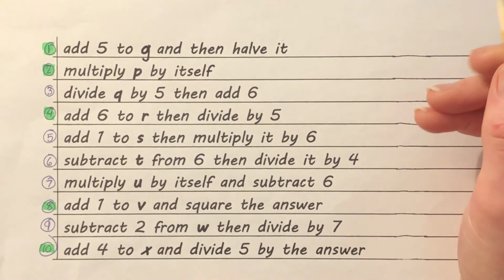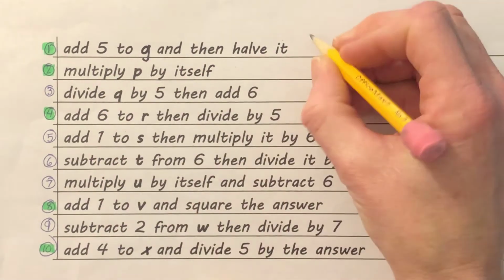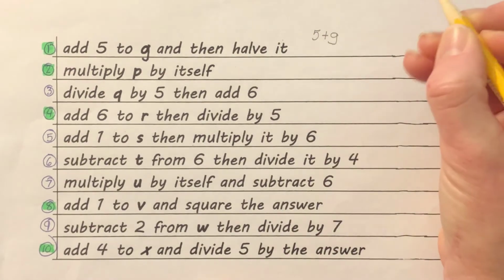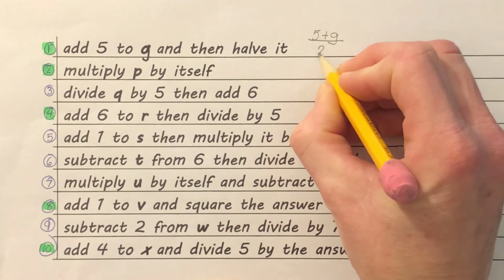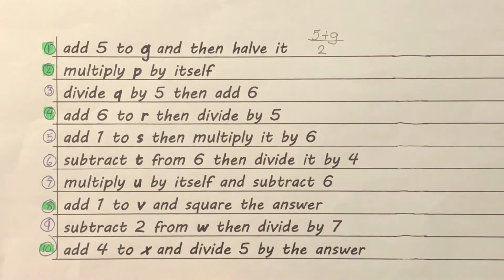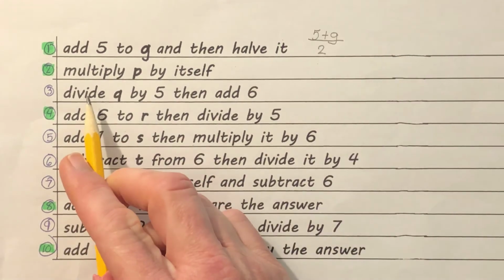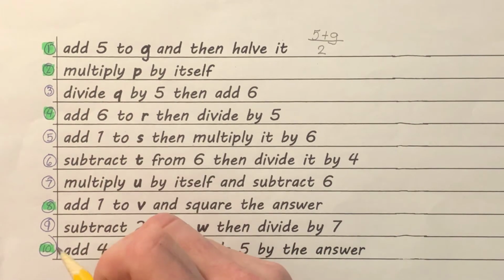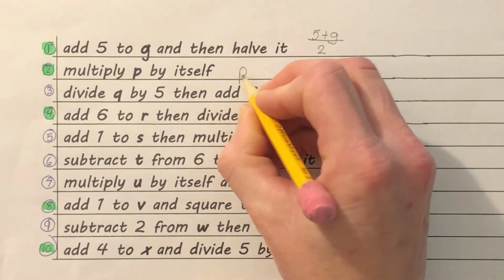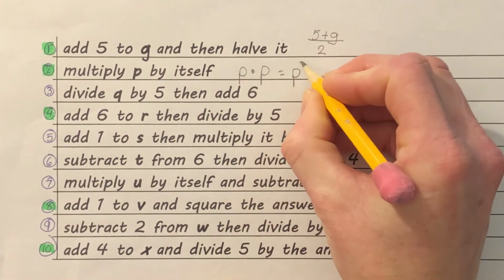Number 1, add 5 to G, and then halve it. Add 5 to G. And then halve it. There. We add 5 and then we're going to halve it. Half the sum. Probably should say half the sum. Multiply P by itself. You could do one of two things. You could do P times P, or the preferred way would be P squared.